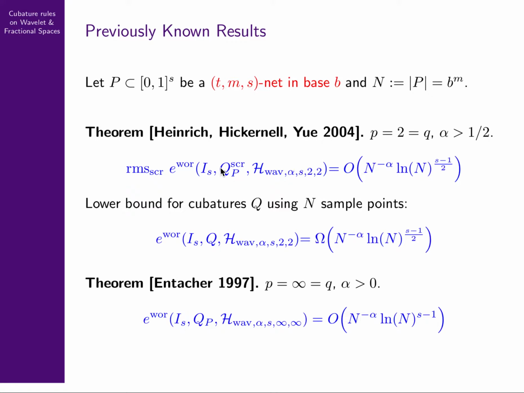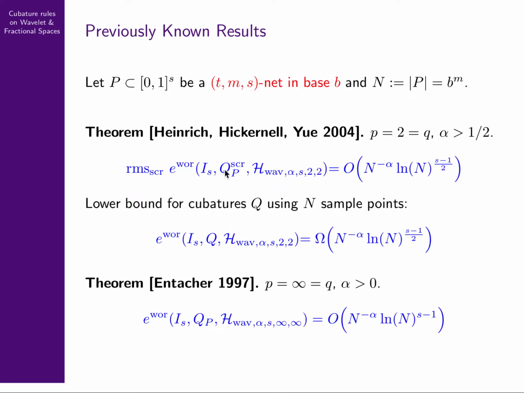Instead of looking at cubatures that are induced by one single TMS net, they scramble this net, so they apply Owen's scrambling to the net P, and this results in a randomized algorithm which gives you a Quasi-Monte Carlo cubature rule based on a random net P, right? Scrambling applied to a TMS net gives you again a TMS net. And they were able to show that the worst case error, if you take the root mean square, so the average over the scrambling, satisfies the same upper bound that we saw on the previous slide.